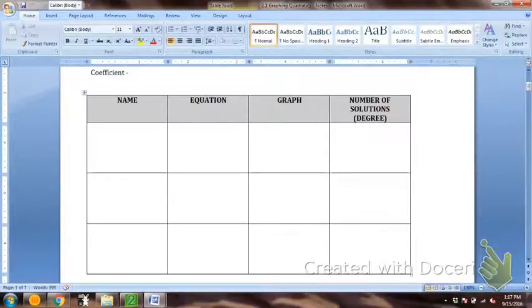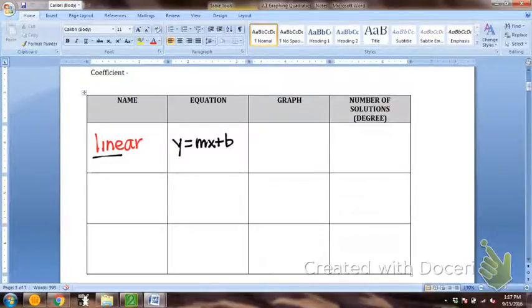L-I-N-E-A-R. Linear. Does anyone know what linear means? Okay, Brianna reminded us that the root word in linear is line, right? If we have linear, good. Linear, the equation that we typically use, we already talked about it, is y equals mx plus b. That's typically what we use.